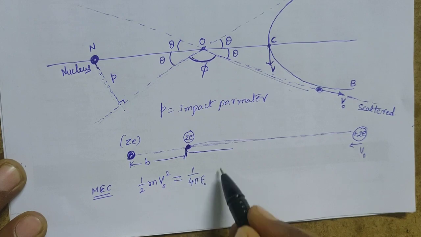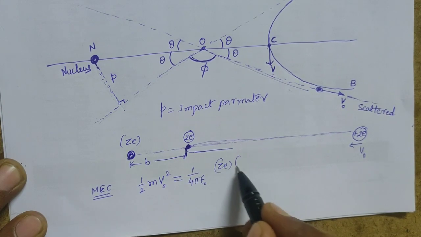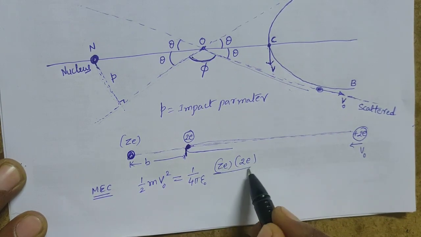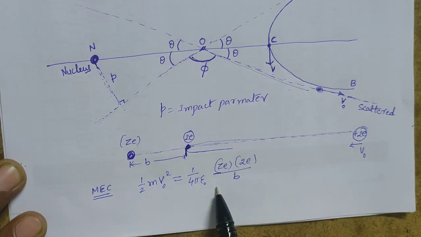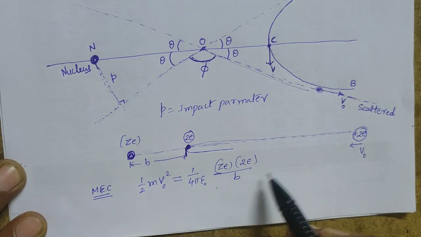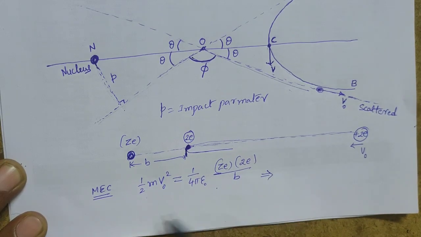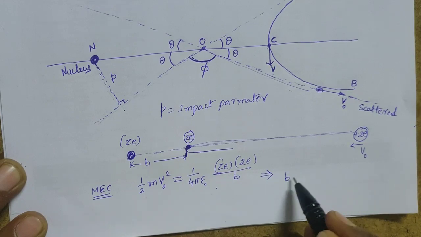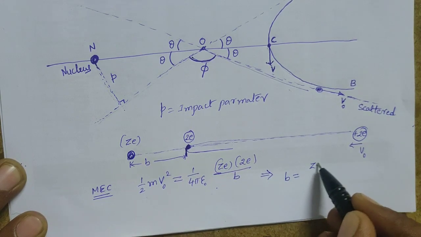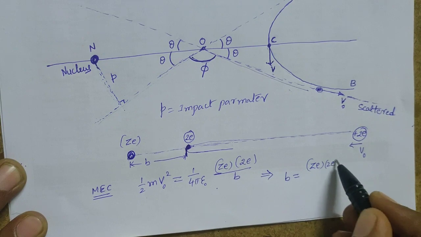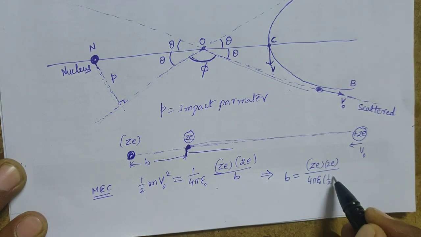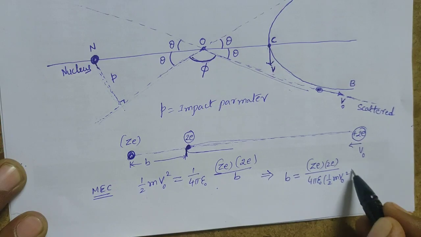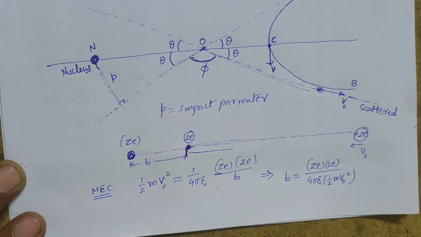The potential is 1 by 4 pi epsilon naught Ze times 2e divided by P. So the decrease in kinetic energy will convert into electrostatic potential energy. From here we can calculate the distance of closest approach for the head-on type. That is Ze into 2e divided by 4 pi epsilon naught times half m v naught square. This is the distance of closest approach.